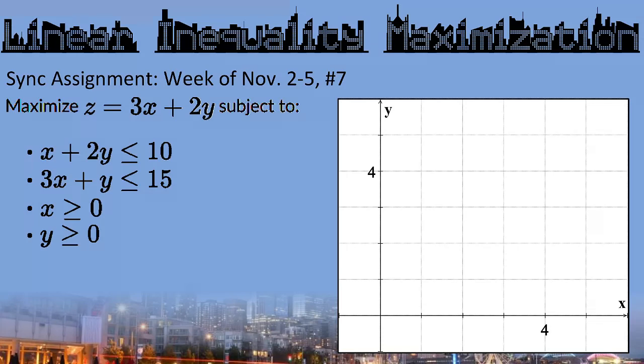So we're going to start by graphing x plus 2y is less than or equal to 10. If I pick 2 points, I can just graph those 2 points. So for instance, I can plug in 0 for x. 0 plus 2y is less than or equal to 10. So 2y is less than or equal to 10. Divide by 2, y is less than or equal to 5. So when x is 0, y is 5.